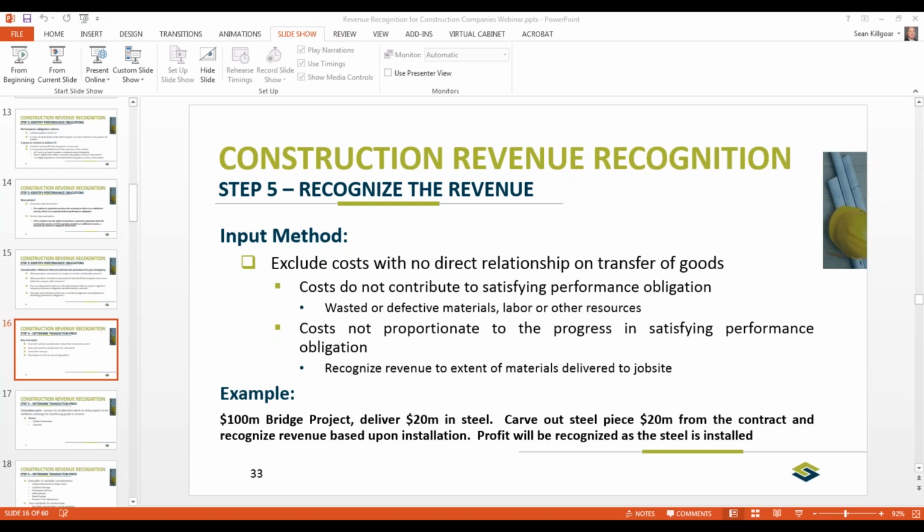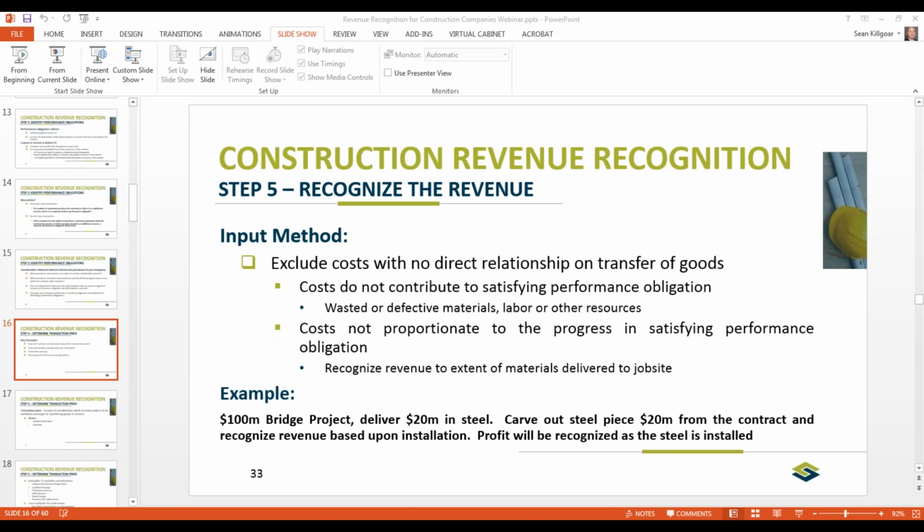There are a few little nuances within recognizing the revenue in step 5. One is installed materials versus uninstalled materials. I gave an example here, and I think there were many different ways in which uninstalled materials have been handled. Now this is trying to get it so that it's all handled the same. In the example, I have a $100 million bridge project and deliver $20 million in steel to the job. If it's not delivered to the job, then it could be considered inventory.